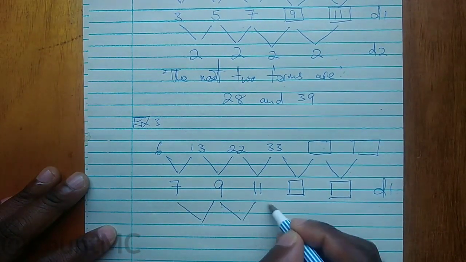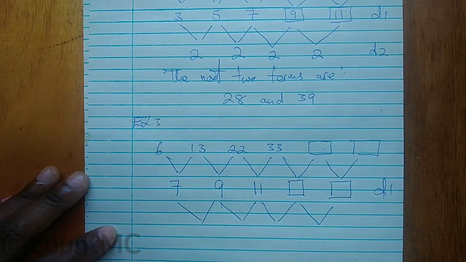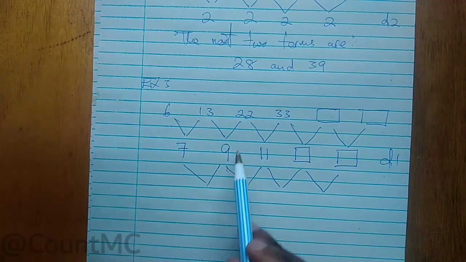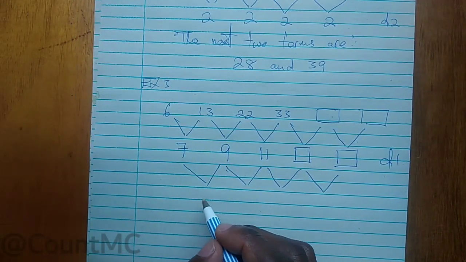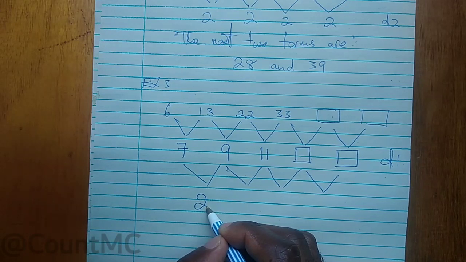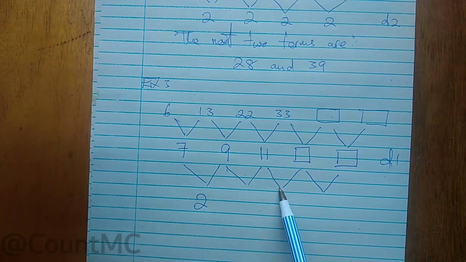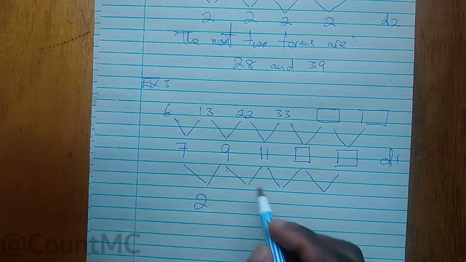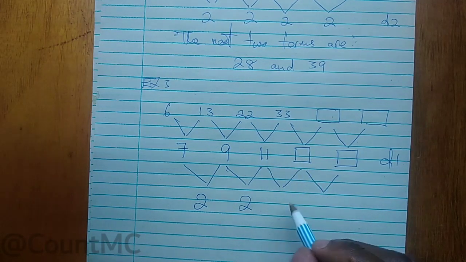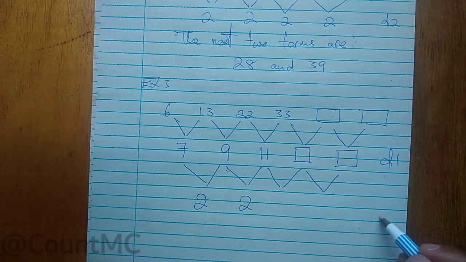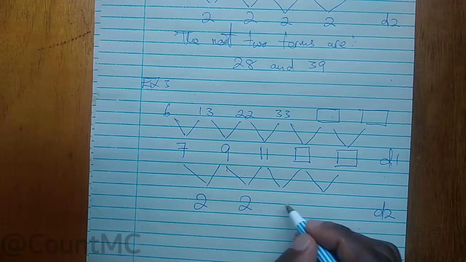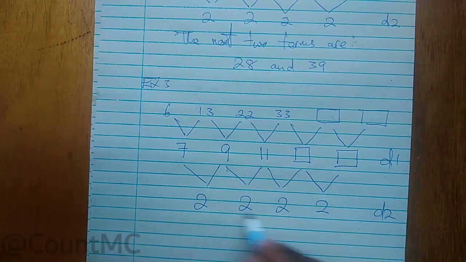Let's quickly prepare for the second set. What do we do here? 9 minus 7. Oh, we are getting a 2 as well, just like the previous example. 11 minus 9, 2, this minus this. Because these two are the same, this is a quadratic. The common difference in this line should be the same throughout.